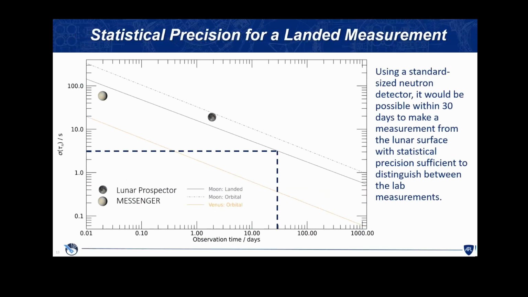So I think what this demonstrates is that a lunar landed measurement is a potential path to resolving the neutron lifetime anomaly, which is a long-standing problem in fundamental physics.